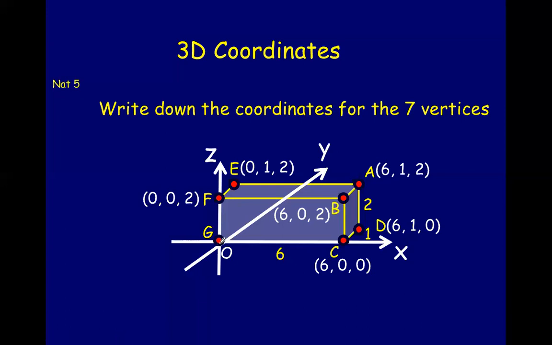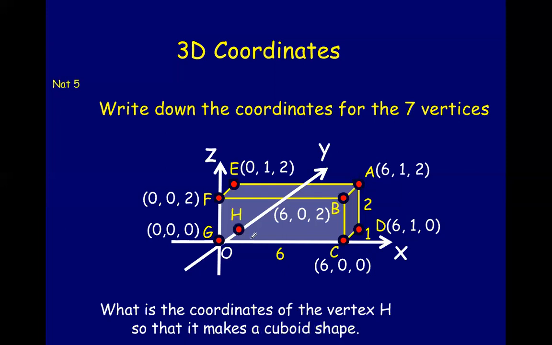What about G? 0, 0, 0. So G is the origin. Basically, the origin is always 0. It's not moved on X, it's not moved on Y, and it's not moved on Z either. So G would be 0, 0, 0. The next question they might ask us is, what is the coordinate of H? This one there. It's got no X, because remember that plane here is always 0. It's got a Y of 1, and it doesn't have a Z either. So it should be 0, 1, 0.